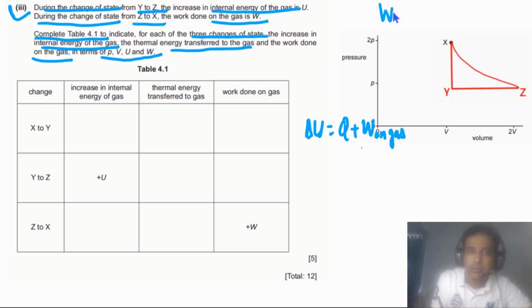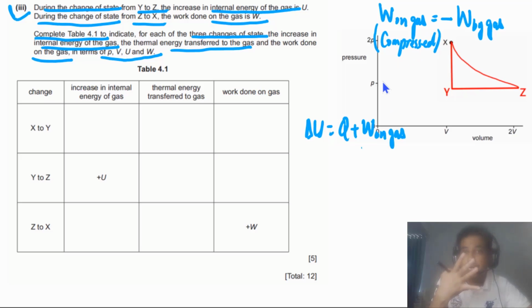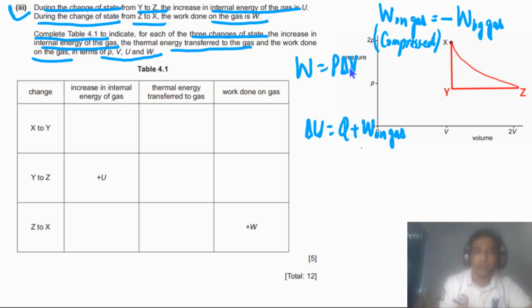Work done on the gas will be positive and work done by the gas will be negative. So let me rewrite here: work done on gas is equal to the negative of work done by gas. This is very important. Work done on gas will be positive if the gas is compressed. If the gas expands, work done on gas will be negative. And work done we can calculate as W equal to P times delta V. Now, based on this knowledge, we can answer this question.